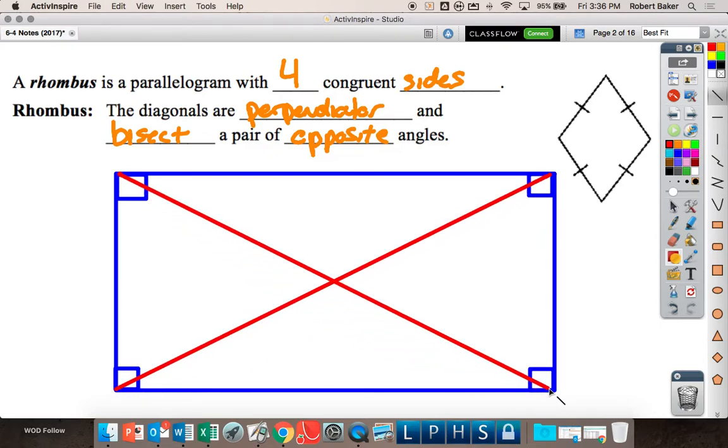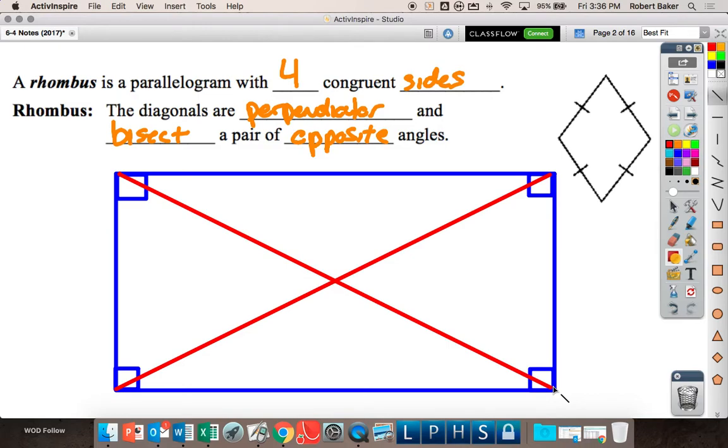And then perpendicular. Well, a rectangle is defined by its four right angles, but a specific property is that diagonals are... Do they look perpendicular? Oh no, wait. No. They bisect. Diagonals are perpendicular is a rhombus property. Diagonals are congruent.